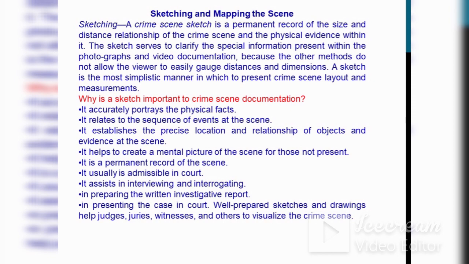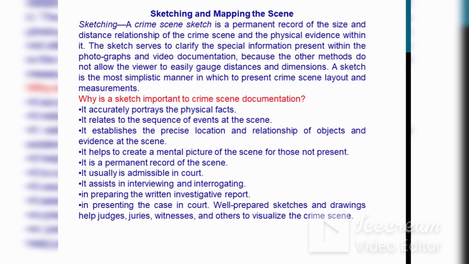What is the role of a sketch? A crime scene sketch is a permanent record of the size and distance relationship of the crime scene and the physical evidence within it. The sketch serves to clarify the spatial information present within the photographs and video documentation, because the other methods do not allow the viewer to easily gauge distances and dimensions. A sketch is the most simplistic manner in which to present crime scene layout and measurements.